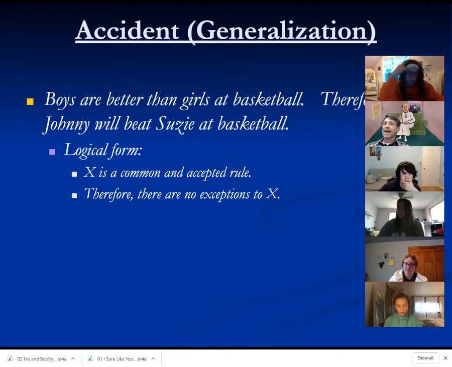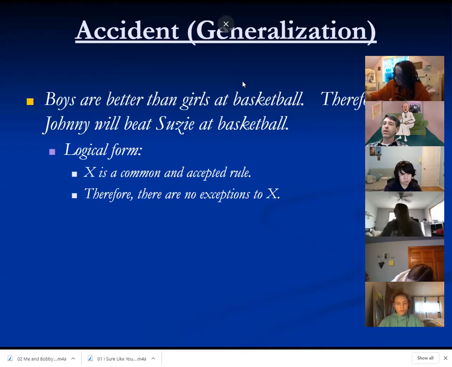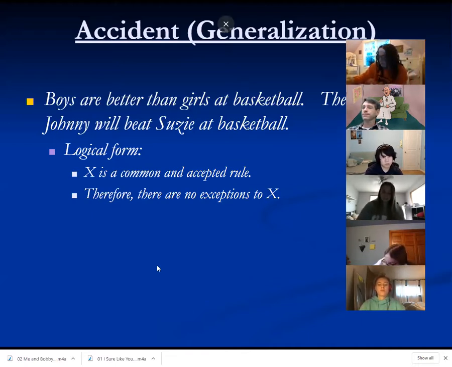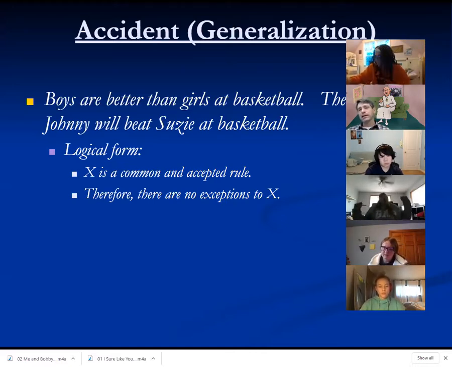Okay, here is the accident, or the generalization. Boys are better than girls at basketball. Therefore, Johnny will beat Susie at basketball. And this is fairly commonly used as well, right? And obviously when you have two people discussing with each other, there can be some confusion.